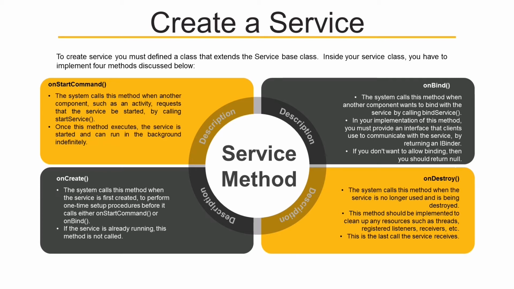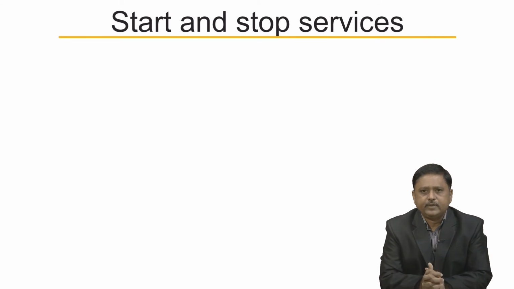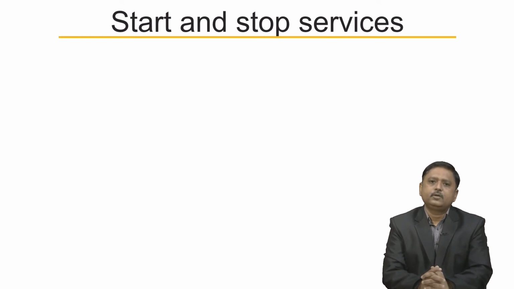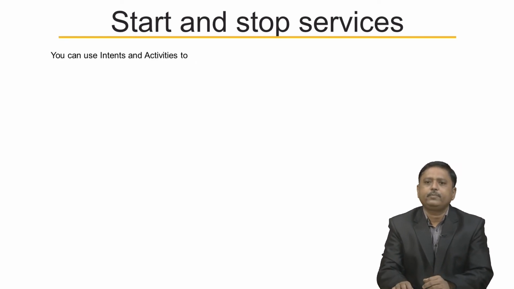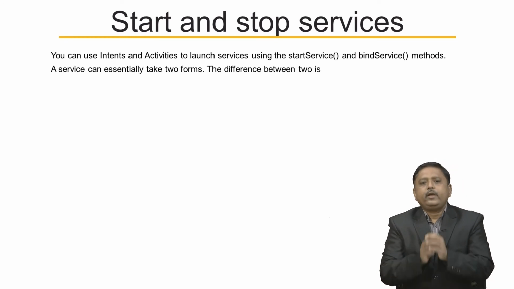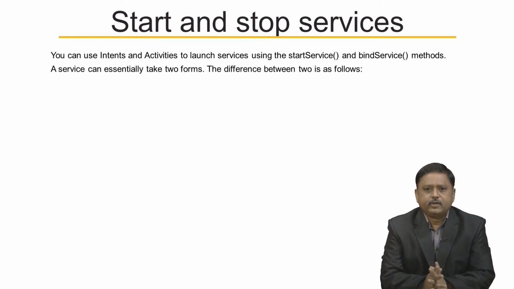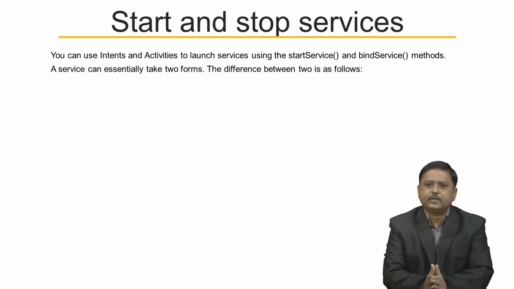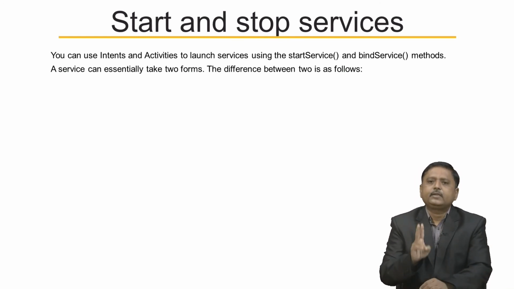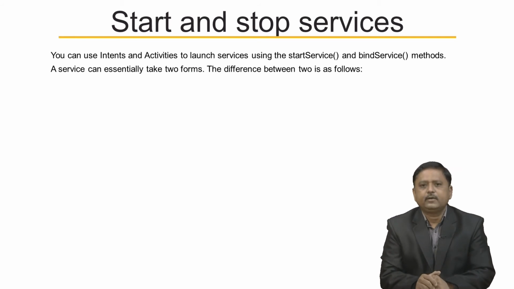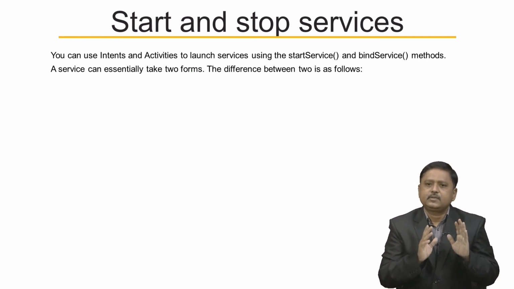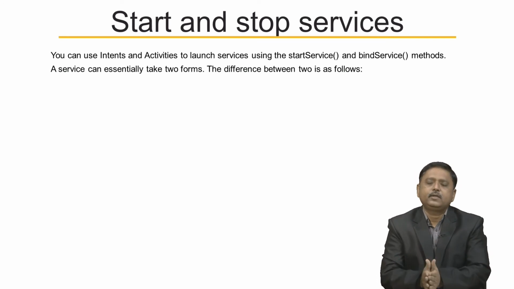So, I hope you understand all these four methods: onStartCommand, onBind, onCreate and onDestroy. Now, we have understood how to create a service. After creating a service, you need to start and stop your service. You can use intents and activities to launch services using the startService and bindService methods. Remember, these are the two methods that you can use to start a service. The first one is the startService method and the other is bindService.